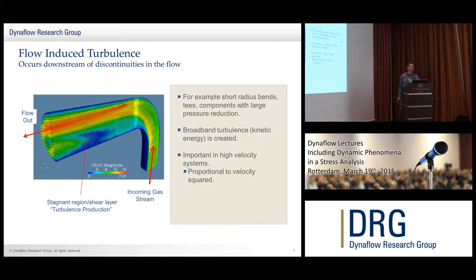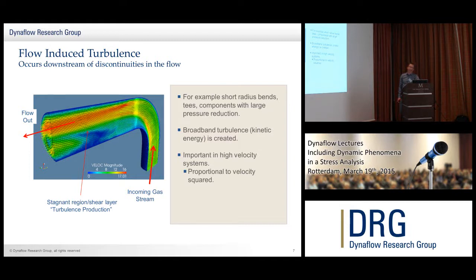Okay, now we're going to look at flow-induced turbulence. There's a slightly different frequency range to acoustically induced vibration, and this tends to occur downstream of discontinuities in the flow. So also partially closed valves, but also, as the example shows here, a bend.